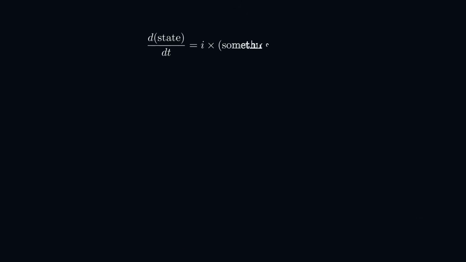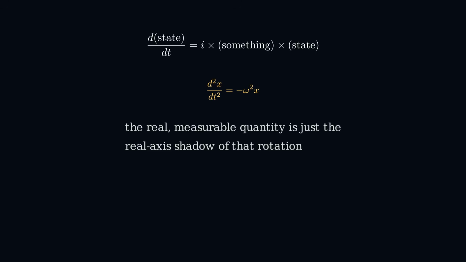The general pattern: whenever a system's governing equation looks like rate of change equals i times something times current state, the solution is automatically a steady rotation in the complex plane, and the real, measurable physical quantity is just the real axis shadow of that rotation. That's the entire mechanical reason wave equations are full of i's. Not decoration, but the most economical way calculus has to encode "goes around in circles forever, neither growing nor shrinking."